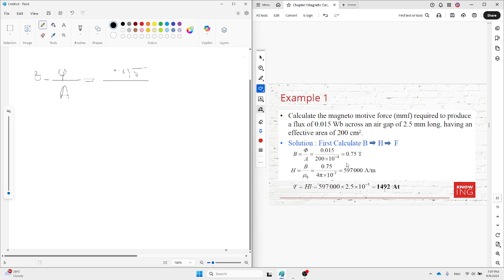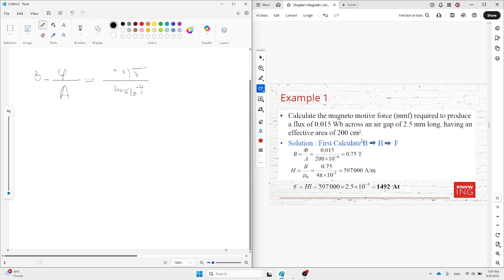Where is A? The effective area is 200 square centimeter. Don't forget, we must always use the meter. So converting centimeter to meter is times 10 to the power -2, and when it's squared, it's times 10 to the power -4. So the value is 0.17 Tesla.